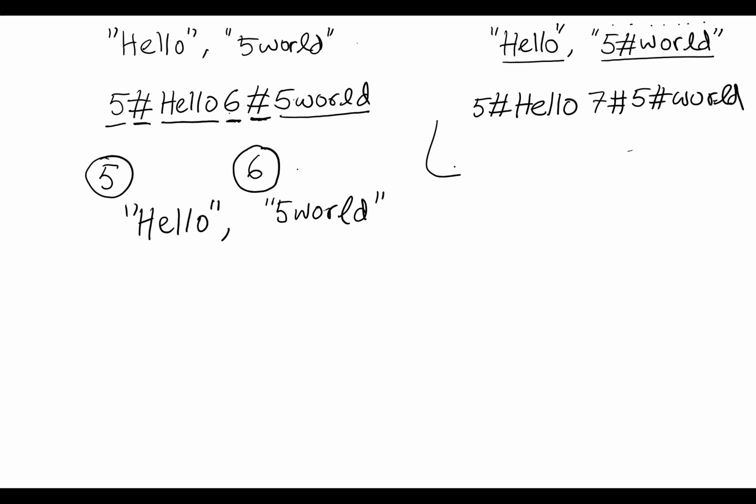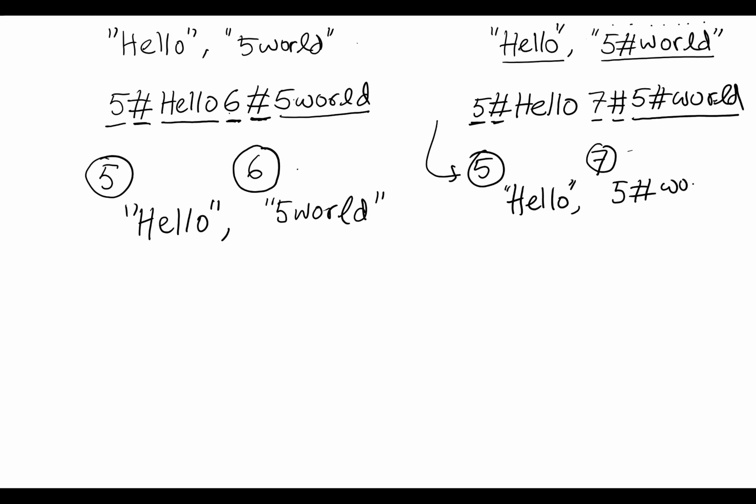Now, when I'm going to decode, first I will read 5, then hash, then I know that my first string is going to be of length 5. And then I read 7, and then I get hash. So I read 7 and I get hash. So I know that next I have to read all 7 characters.